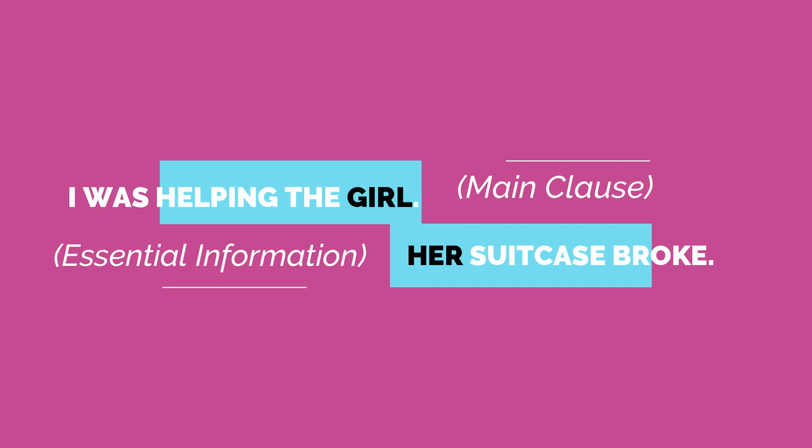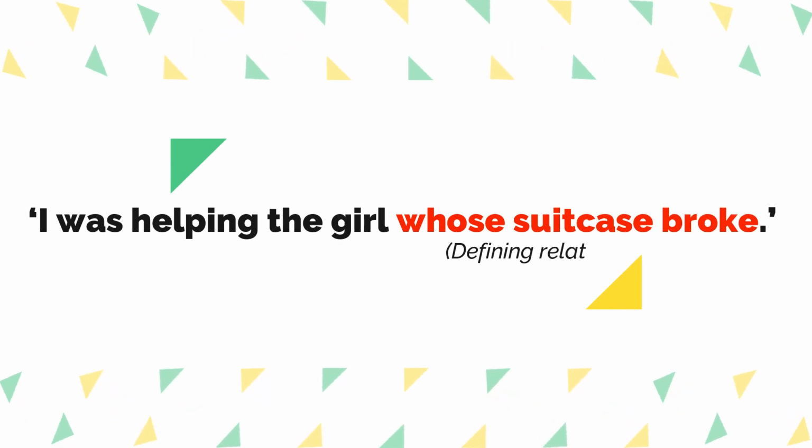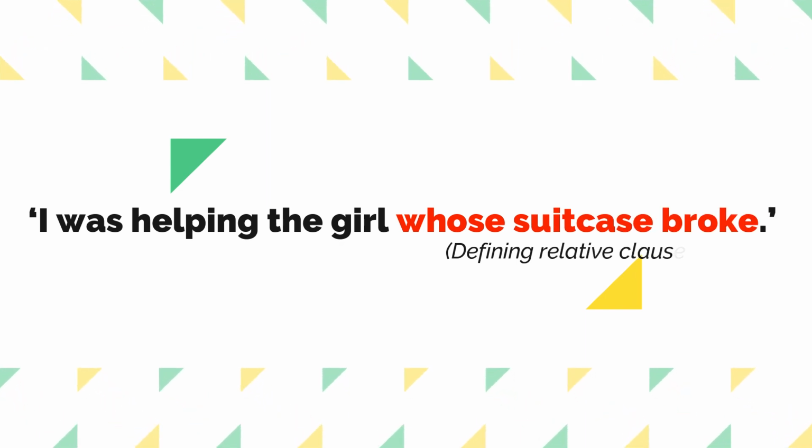I was helping the girl is the main clause which needs essential information. Her suitcase broke is the essential information. In order to link the two sentences, we need to use the relative pronoun whose, because we are talking about a suitcase which belongs to that girl.